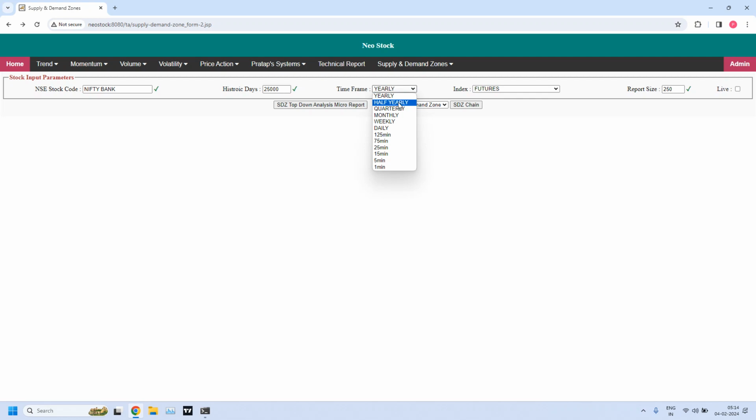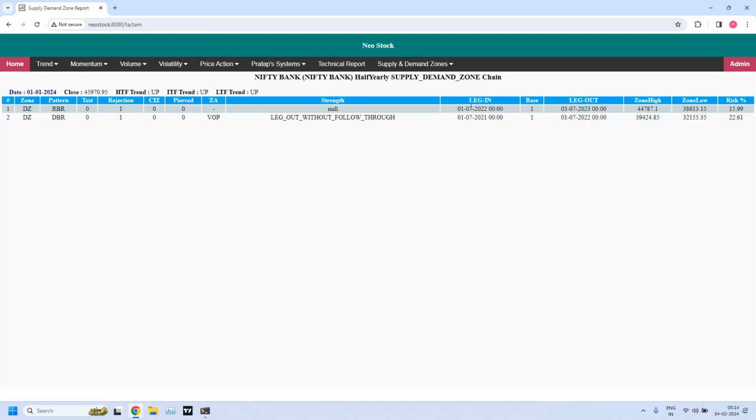Next, let us move on to the half yearly time frame. It has two demand zones. The most recent one was created in 2023, 37, that is July 2023, at the 44,787 level. 44,787 to 38,613.